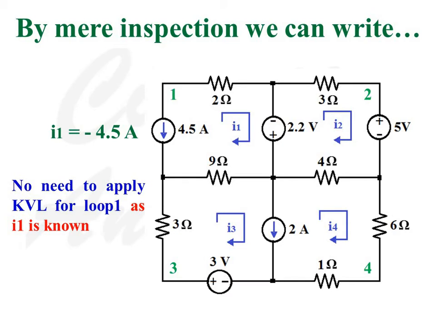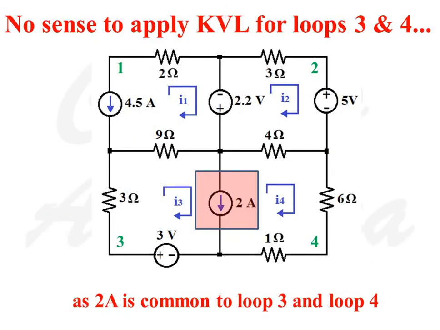By mere inspection we can write I1 is equal to minus 4.5 ampere. So no need to apply KVL for loop 1 as I1 is known, where I1 is the loop current. No sense to apply KVL for loops 3 and 4 as 2 ampere current source is common to loop 3 and loop 4.